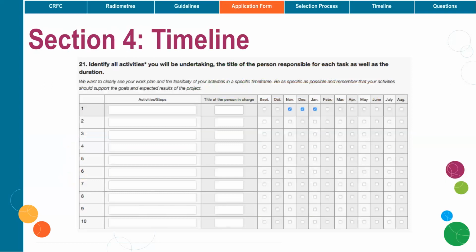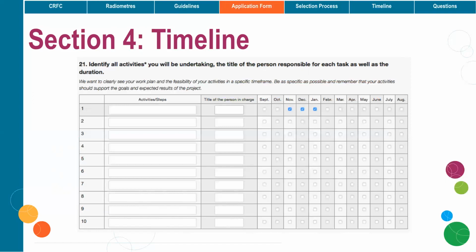We will now take a look at the timeline. So for those of you who in the past submitted an application, you probably noticed that this question is presented differently this year. What we are trying to encourage you to do here is to subdivide the main work of your project into components that are easier to master. And it should make it easier to estimate the time needed to complete each of these tasks. So you can do an exhaustive inventory of the tasks that will be performed. And then in the next column, you can identify the title of the person that will be in charge of this activity or this step.